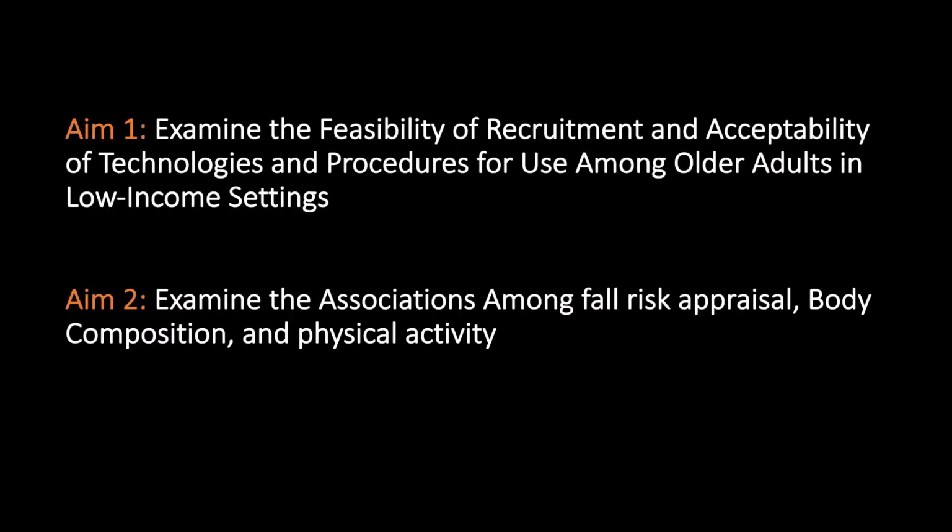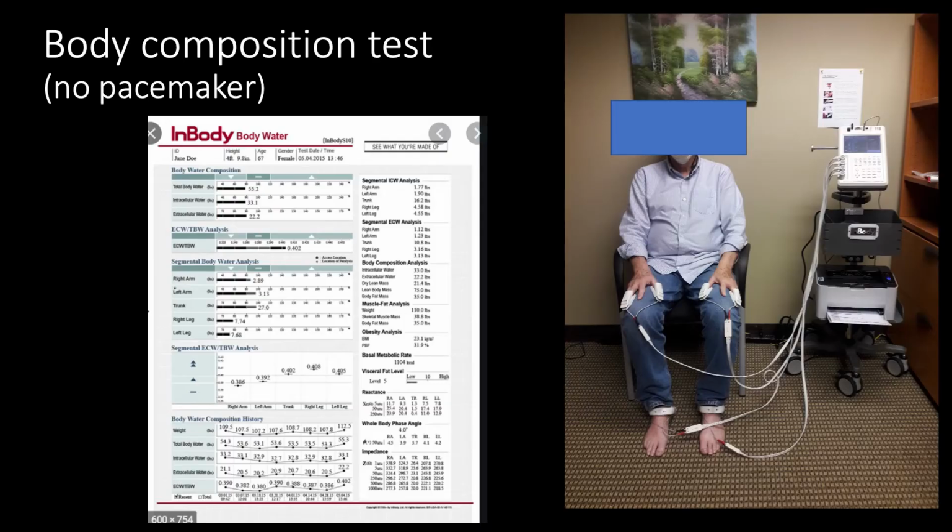So we aim to see the feasibility of recruitment and acceptability of using technology for low-income older adults. And we look at the association between the 4 quadrants that I just presented with the physical activity and body composition. We have published a protocol, so if you need more detail, you can go there and look at that. And these are the wearables that we assess and the measurements are the tools that we use.